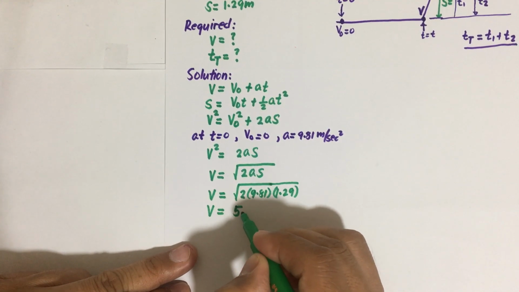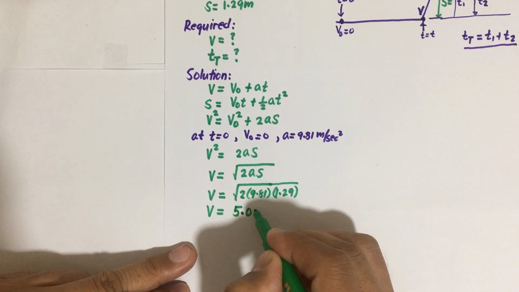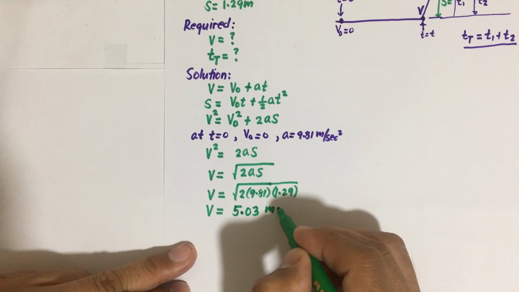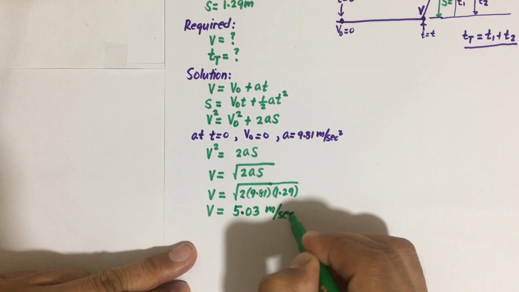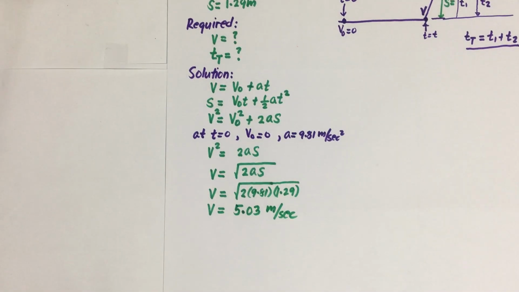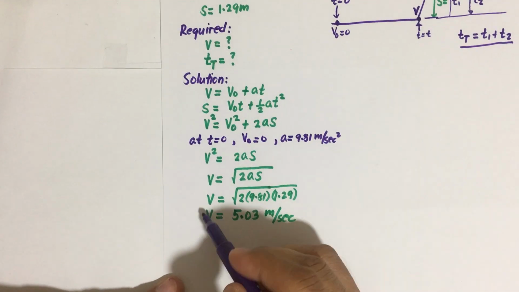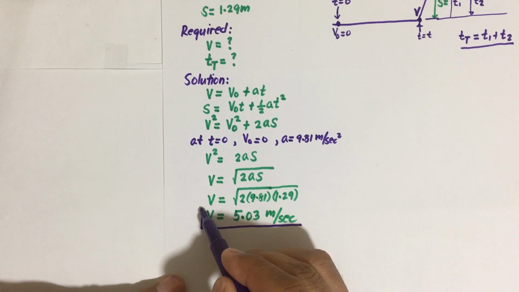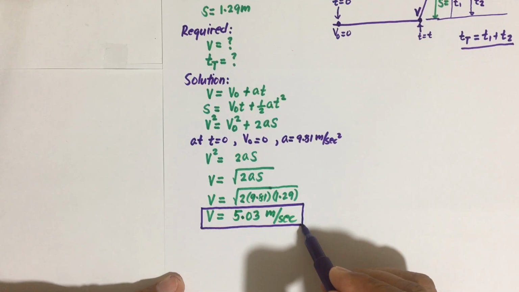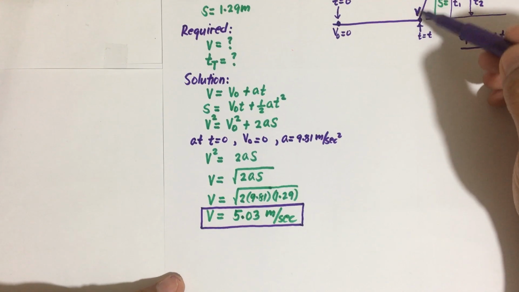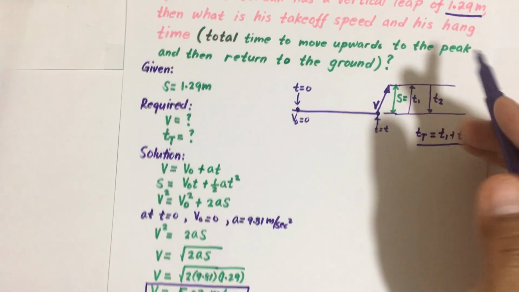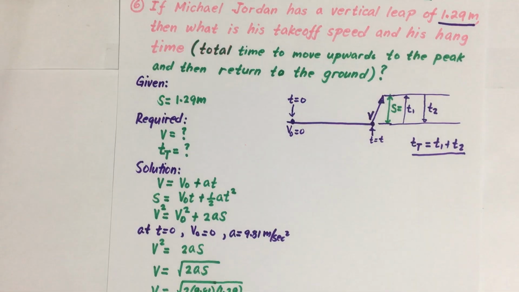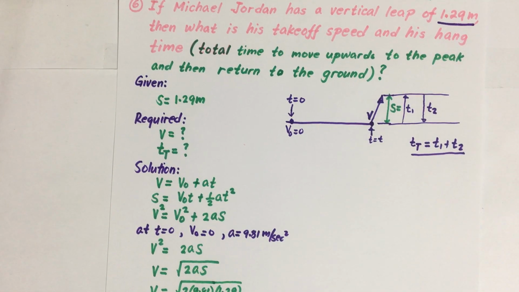final velocity of 5.03 meter per second. Okay, so this is our answer for the velocity. This is the takeoff speed. This is the speed when Michael Jordan takes off. This velocity here.